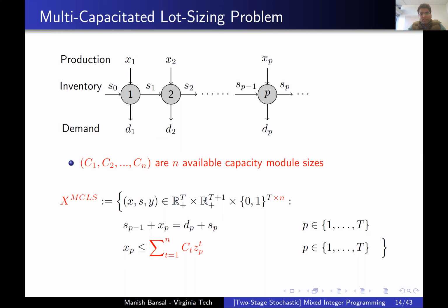And the only difference from the previous formulation is that now, in the capacity constraint, what you have is that X_p is less than or equal to the sum of binary multiples of the n available capacities. So here I can consider either C1, or C1 plus C2, or C1 plus C2 plus C3, or C2 plus C3. So all those different possible combinations can be taken.